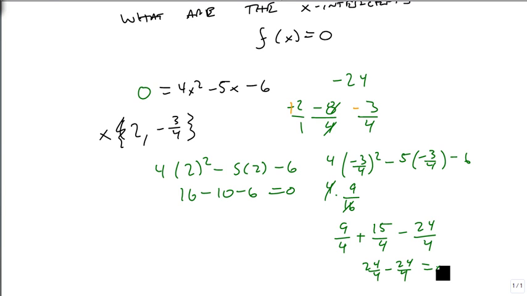So both of these worked, and the points on the graph are 2, 0, and minus 3/4, 0. And we are done.